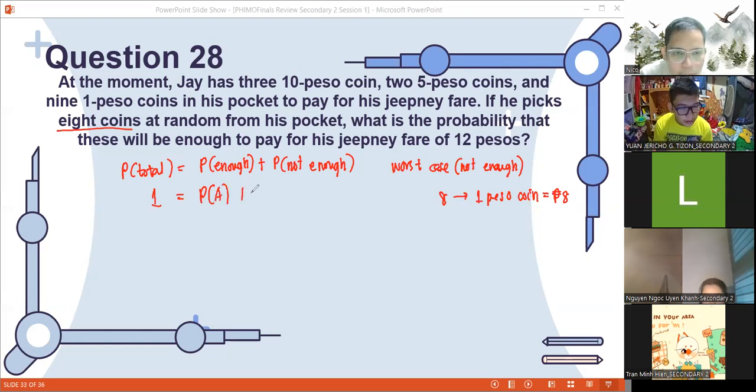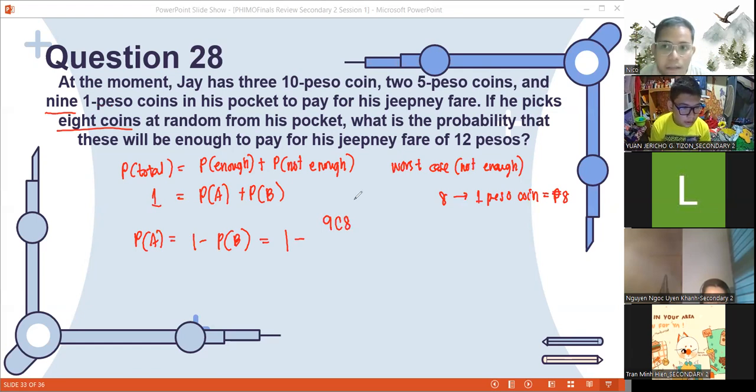Probability of A plus probability of B. Now the question is, what is the probability that it will be enough to pay for his fare? So we have P of A equals 1 minus P of B. What is the probability that it is not enough? So out of 9 1 peso coins, you choose 8 of it, right? So out of 9 1 peso coins, you took 8 of it.